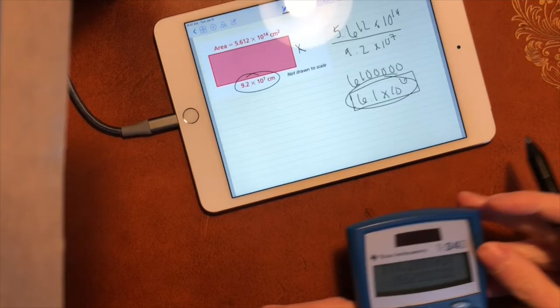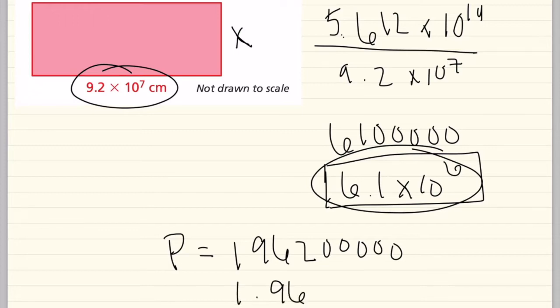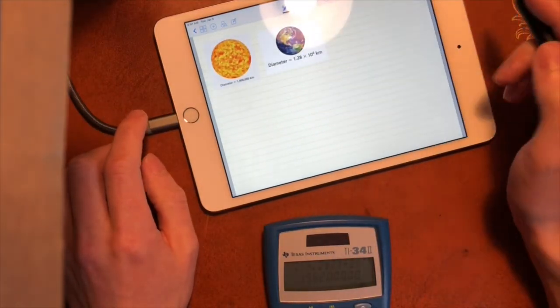So our perimeter number, we'll write that down, is 1962, and then 5 zeros. And in scientific notation, that's 1.962, and 5 plus 3 is 8. So that's times 10 to the 8th power, and the unit is centimeters. Let's look at one more problem, and then we will be done with this lesson for today.